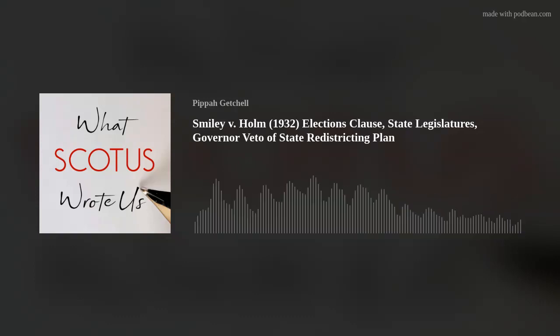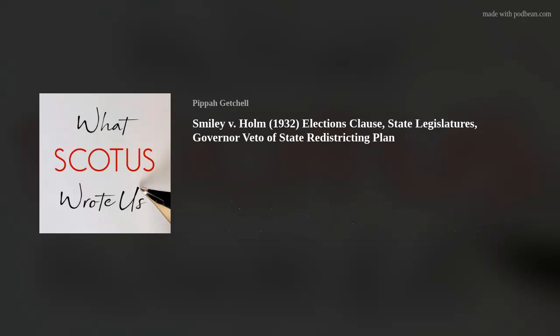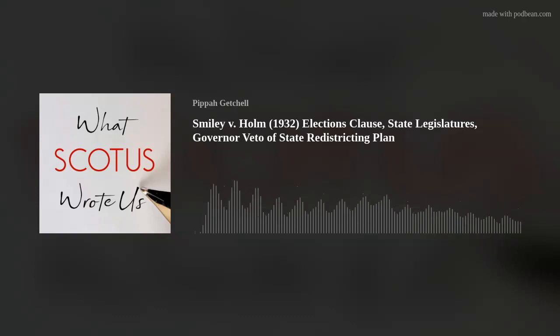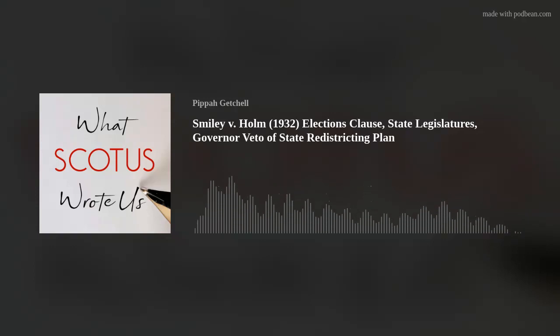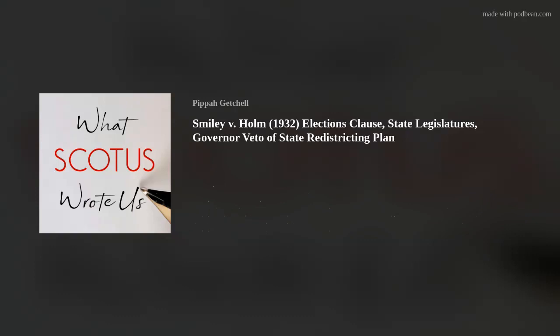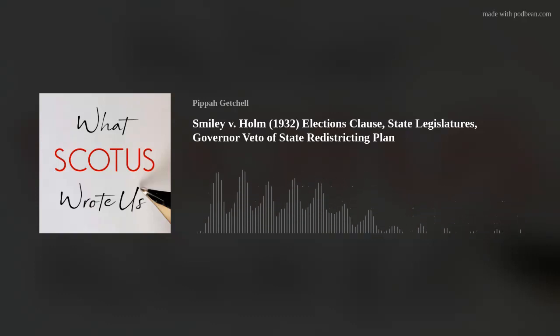This view is confirmed by the second clause of Article 1, Section 4, which provides that the Congress may at any time by law make or alter such regulations, with the single exception stated. The phrase "such regulations" plainly refers to regulations of the same general character that the legislature of the state is authorized to prescribe with respect to congressional elections. In exercising this power, the Congress may supplement these state regulations or may substitute its own. It may impose additional penalties for the violation of the state laws or provide independent sanctions. It has a general supervisory power over the whole subject.